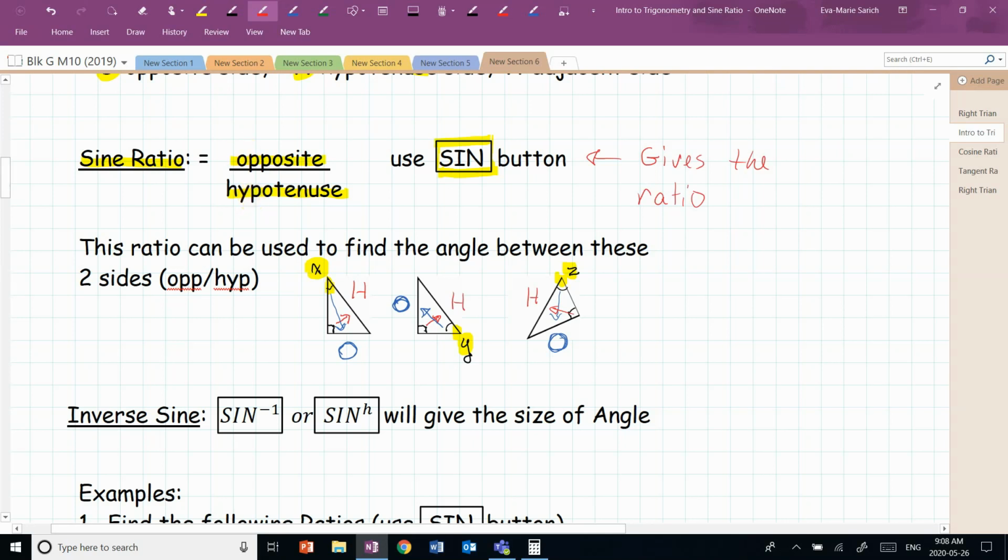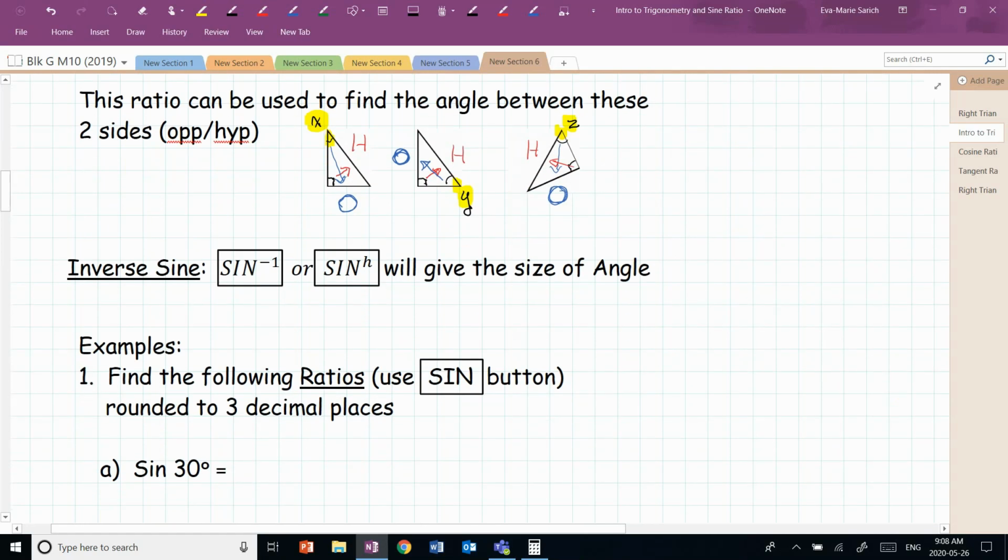But the ratio, if say we had angle 30, the opposite and the hypotenuse will always give the same decimal for any angle 30. It will be different than, say, an angle 40, but any angle 40 on any triangle, doesn't matter how big or how small it is. If you take the opposite side and divide it by the hypotenuse, that decimal will always be identical for every angle that is 40 degrees. Okay?